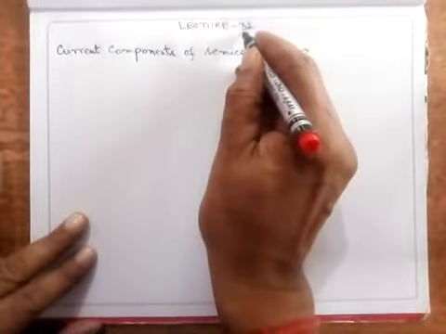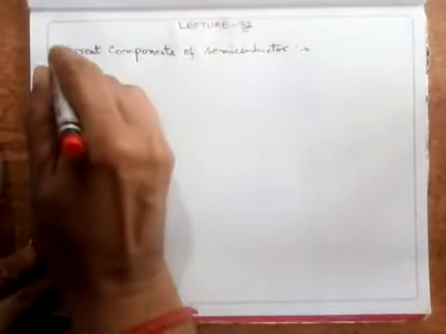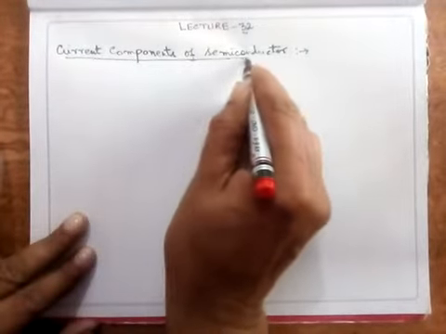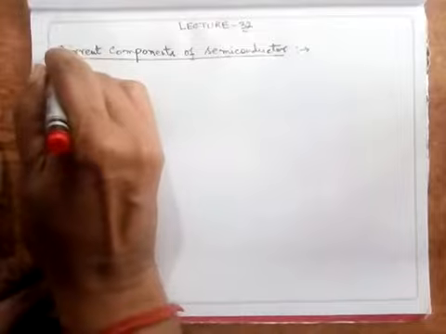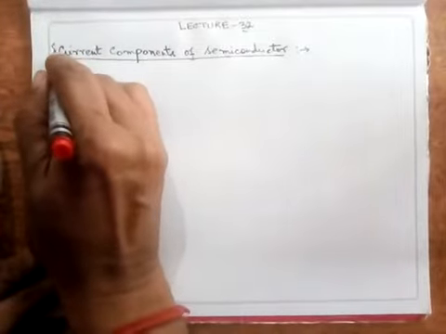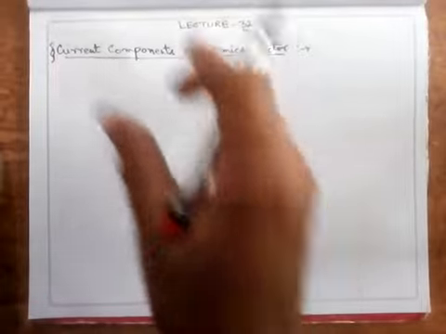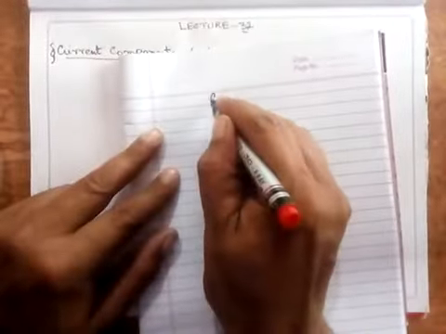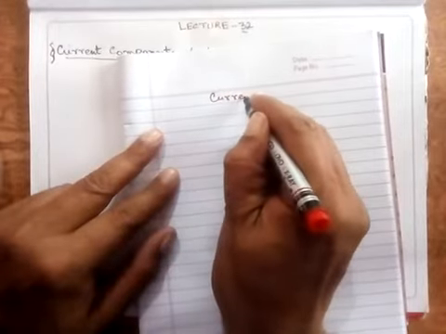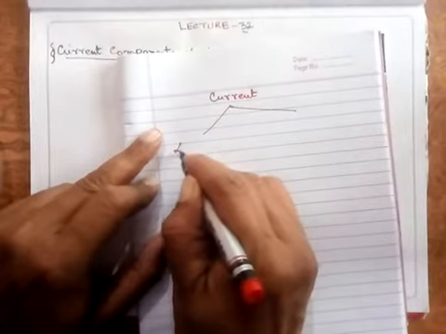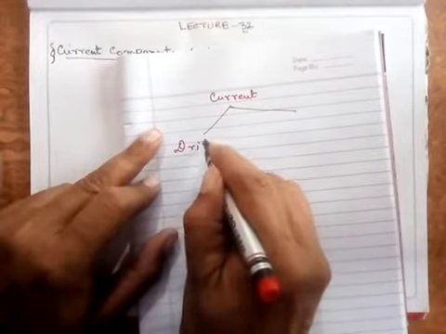So in this 32nd lecture, the topic that I'll discuss is the current components in a semiconductor. What are the current components, or what types of currents are there? Now in a semiconductor, there are two types of currents. First is called the drift current.